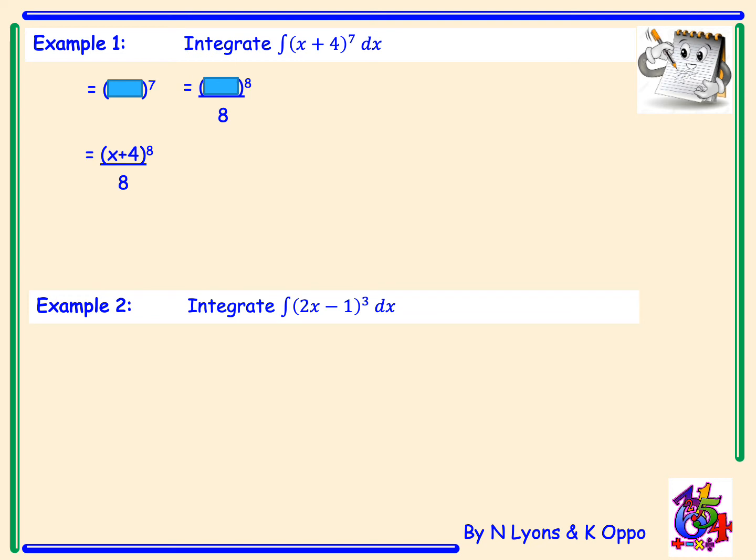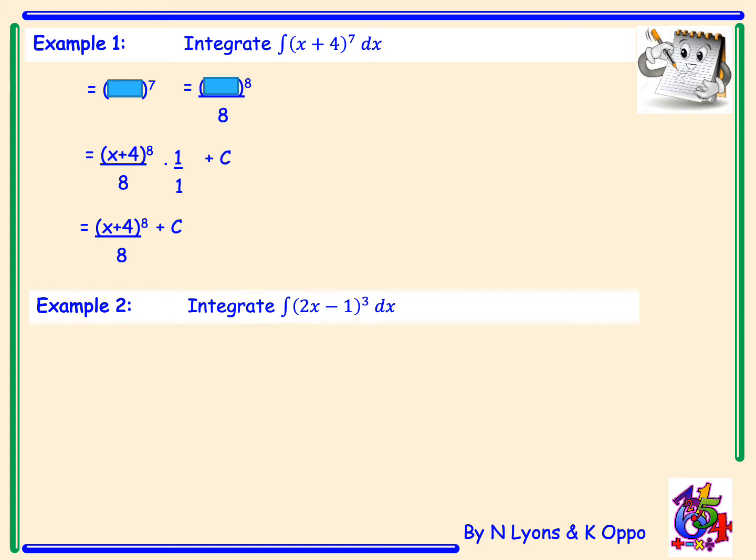Inside the bracket we have x plus 4. So the derivative of that bracket would be 1. So we're multiplying by 1 over 1 and we need our plus c. Multiplying in, the denominator remains 8 and the final answer is x plus 4 to the power of 8 over 8 plus c.